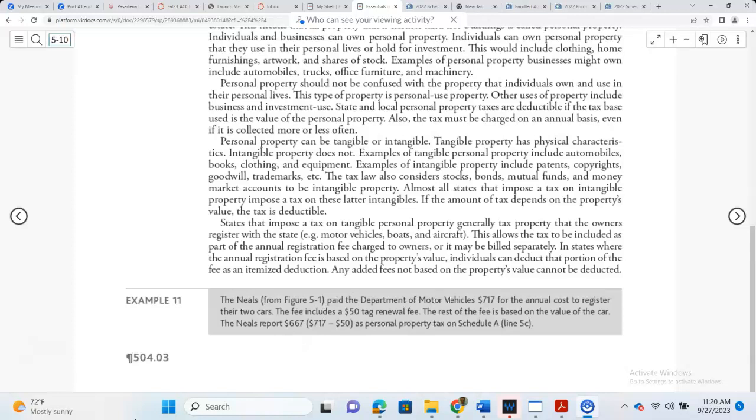So let's see an example. Niels paid the Department of Motor Vehicles, oh, this is the one that I was referring to, $717 for the annual cost to register their two cars. The fee includes a $50 tag renewal fee. The rest of the fee is based on the value of the car. The Niels report $667 as personal property tax on Schedule A.